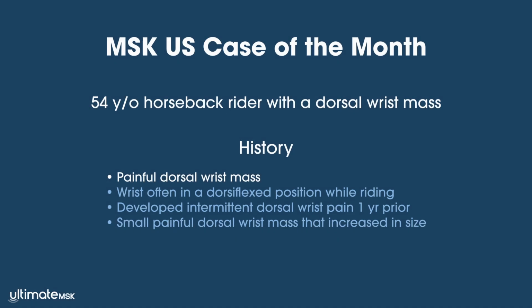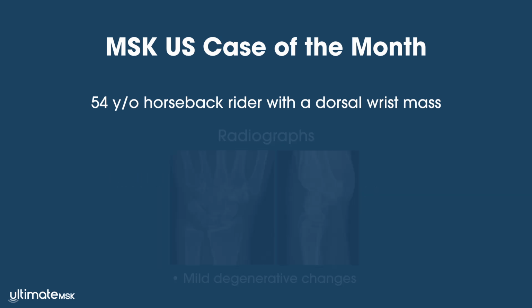A 54-year-old avid horseback rider presented with a painful left dorsal wrist mass. Her riding position often requires her wrist to be positioned in dorsiflexion. Approximately 1 year prior, she developed intermittent dorsal wrist pain during periods of frequent riding. Over several months, the pain became more constant and she developed a slight bump on the dorsal aspect of the wrist. The mass has slowly increased in size and remains painful.